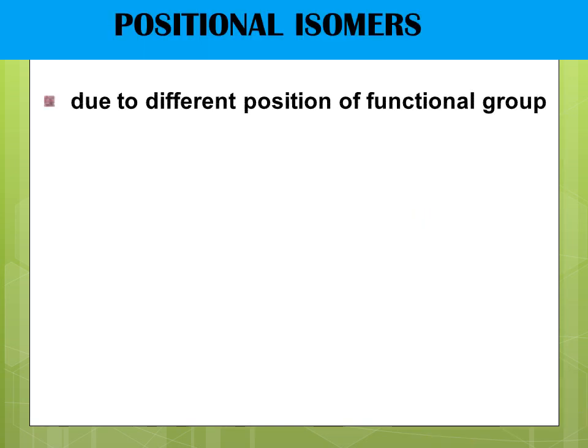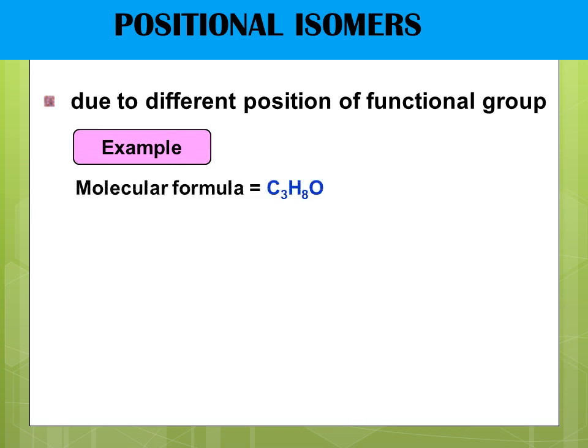Positional isomers have the same carbon skeleton and belong to the same homologous series but differ in the position of the functional group. In general, positional isomers have similar chemical properties because they have the same functional group. However, they have different physical properties. Example, alcohol with the molecular formula C3H8O.